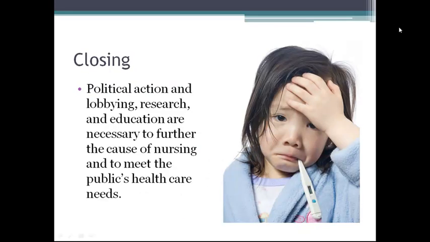So in closing, the political action and lobbying, research, and education are necessary to further the cause of nursing and to meet the public's healthcare needs.